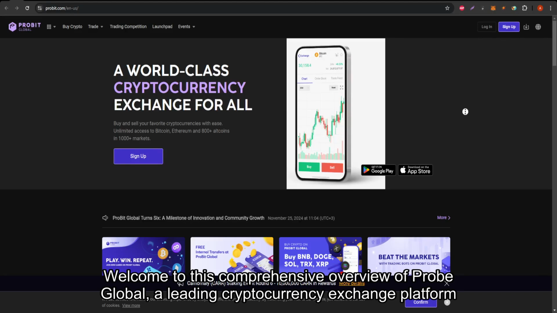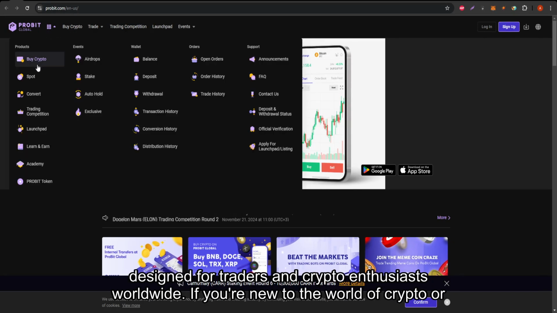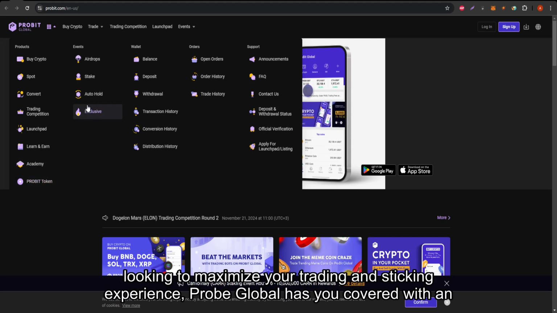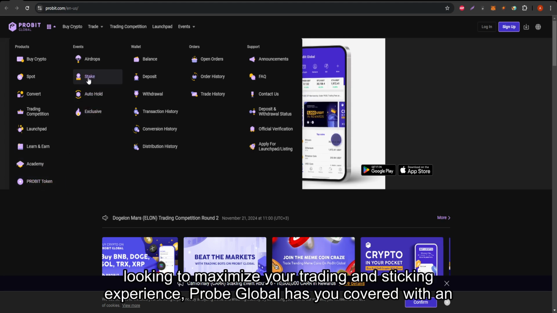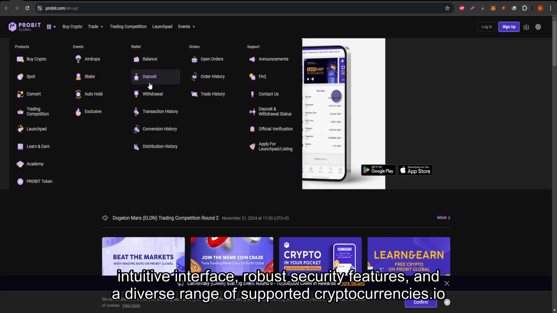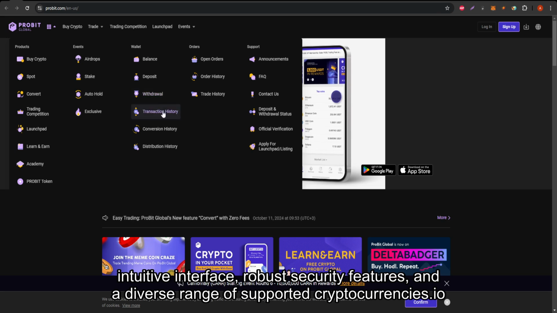Welcome to this comprehensive overview of ProBit Global, a leading cryptocurrency exchange platform designed for traders and crypto enthusiasts worldwide. If you're new to the world of crypto or looking to maximize your trading and staking experience, ProBit Global has you covered with an intuitive interface, robust security features, and a diverse range of supported cryptocurrencies.